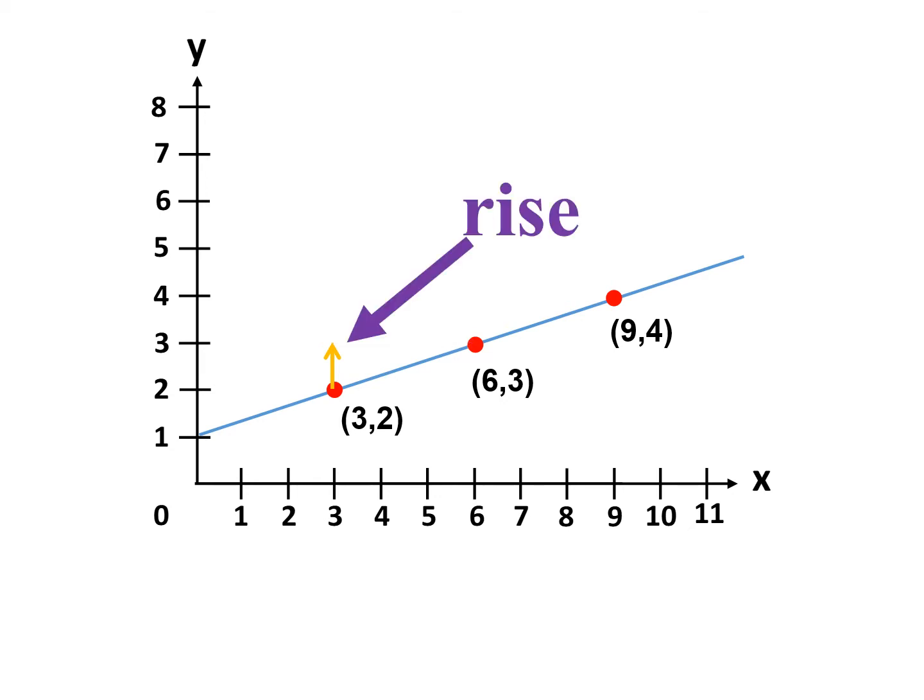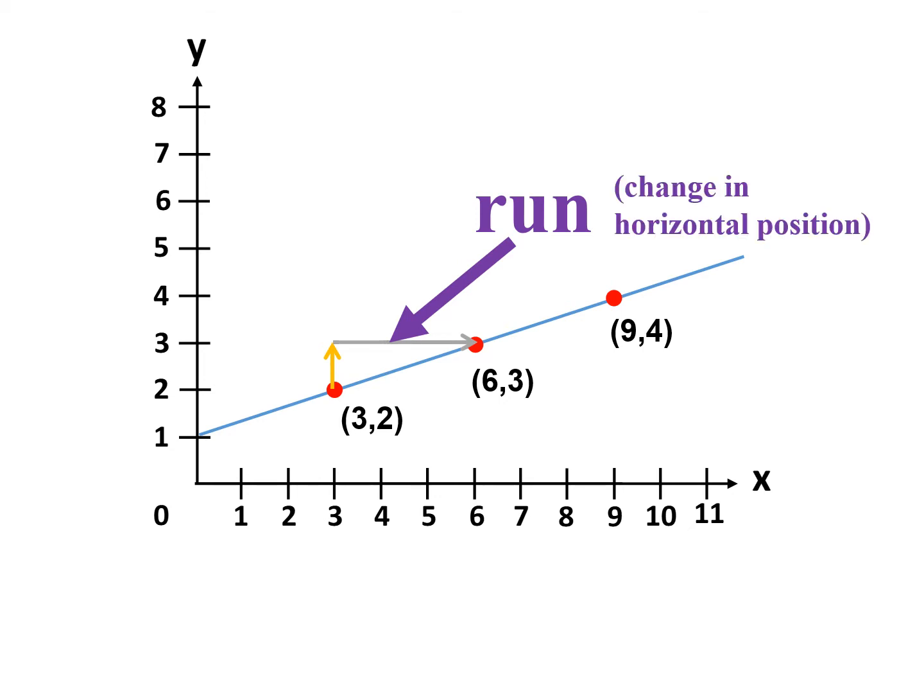So the amount that the ant travels upward is called the rise. And the rise is the change in the vertical position of the ant as he travels from the left point to the right point. The amount the ant travels sideways is called the run. And the run is the change in the horizontal position of the ant as he travels from the left point to the right point.